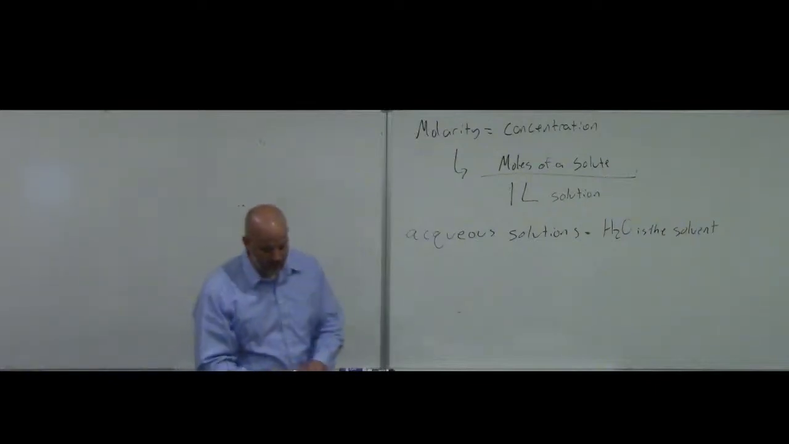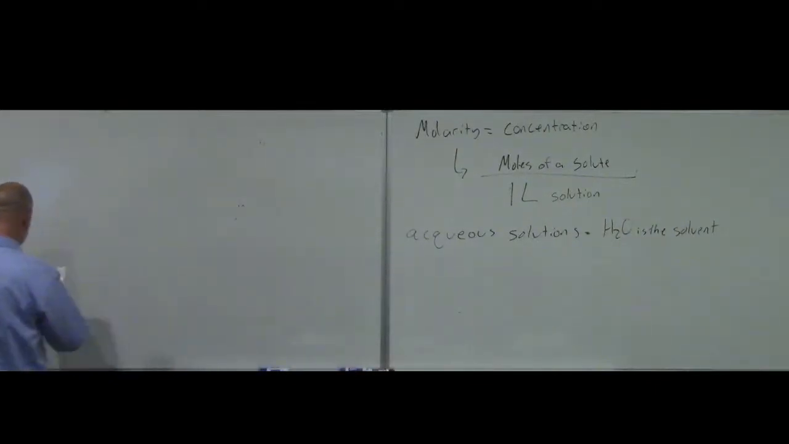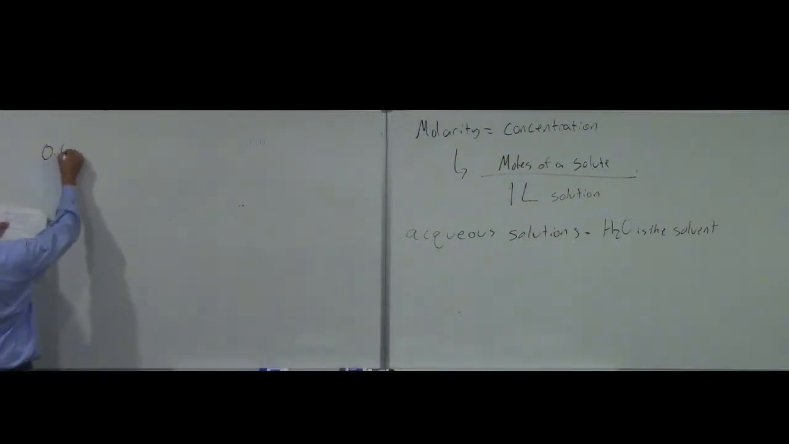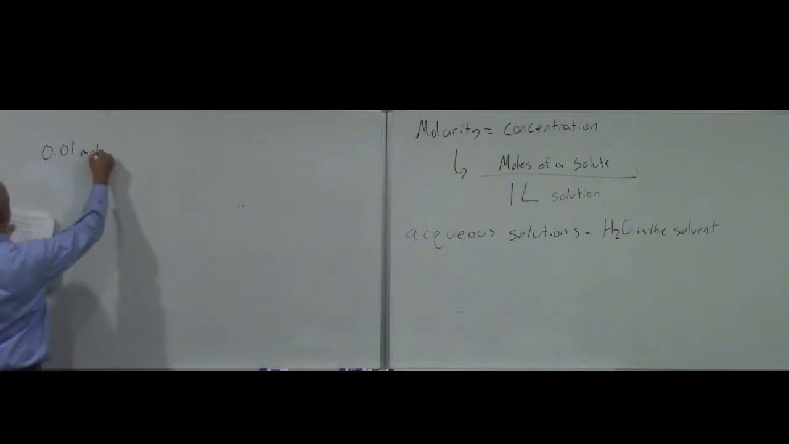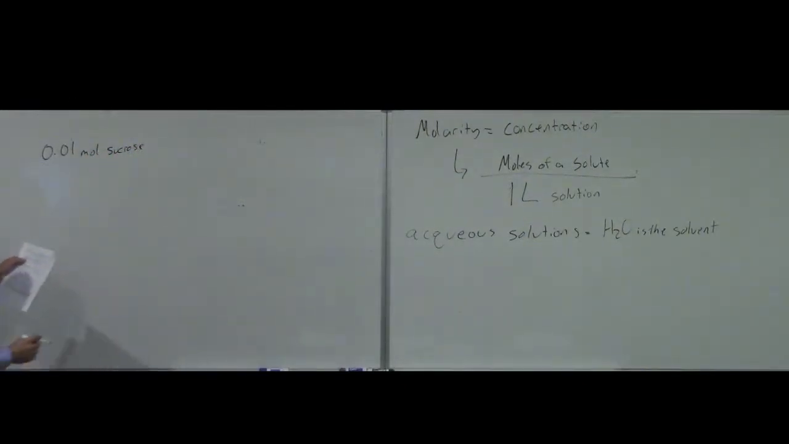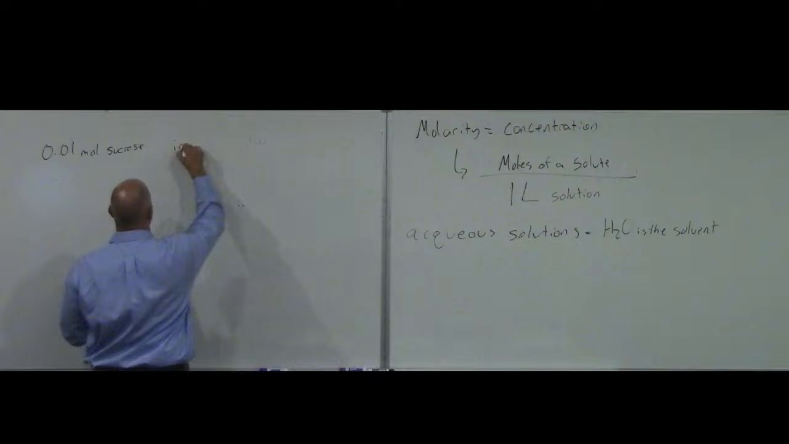All right, this is a sample right out of your book. It says a teaspoon of table sugar contains 0.01 moles of sucrose. What is the molarity of sucrose if a teaspoon of sugar has been dissolved in a cup of tea with a volume of 200 milliliters?